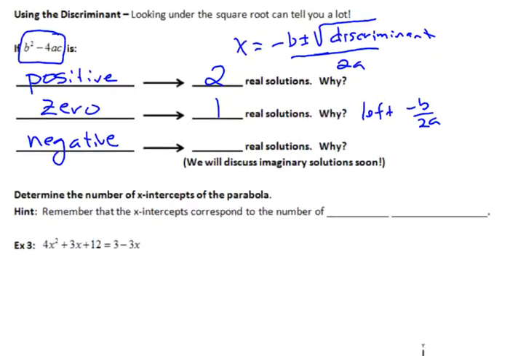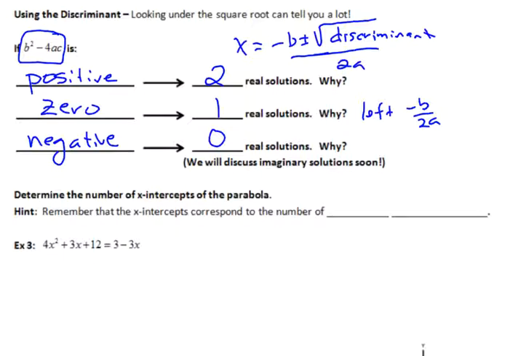And then the last case is when I have a negative in the square root. When I have a negative in the square root, that is not going to be a real number. So I'll have no real solutions. It actually is going to result in imaginary solutions, which will come soon. So these are my three different cases.